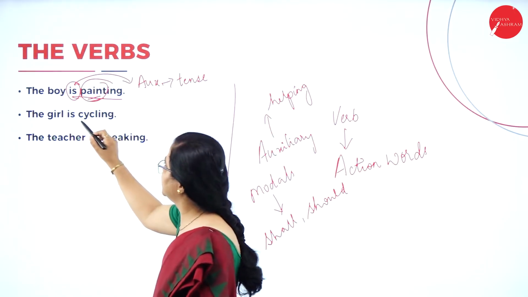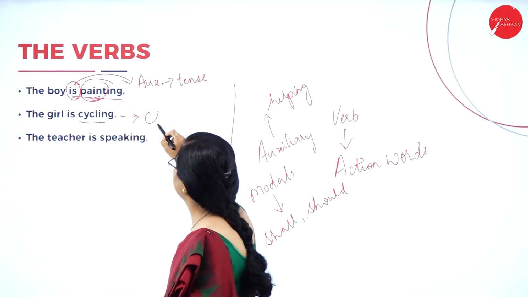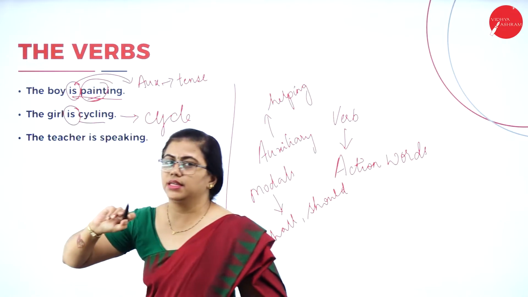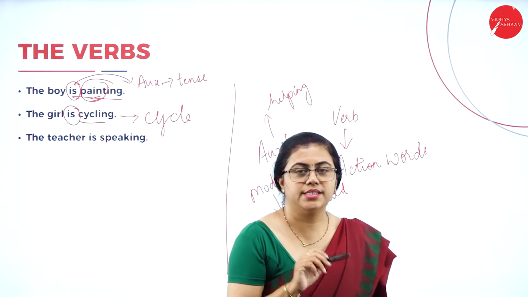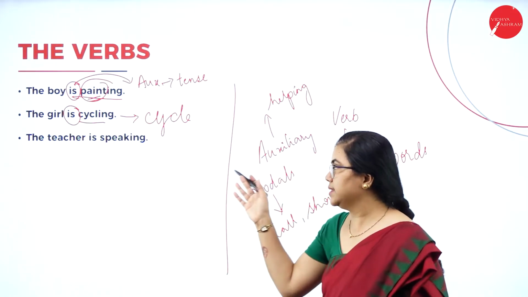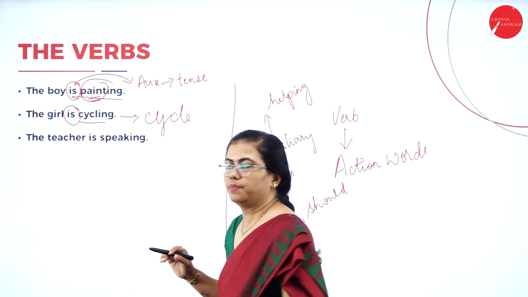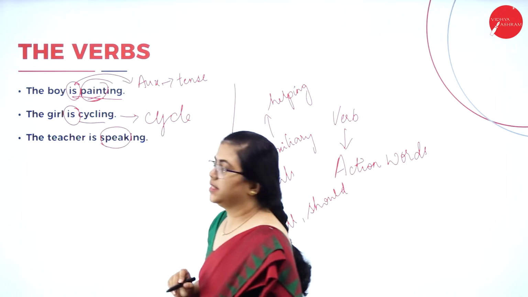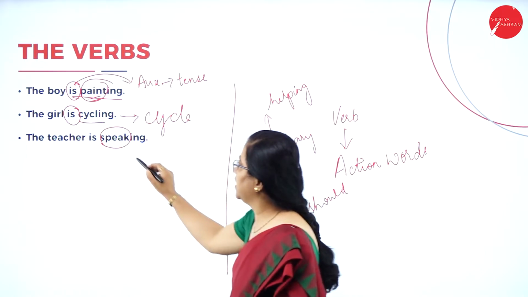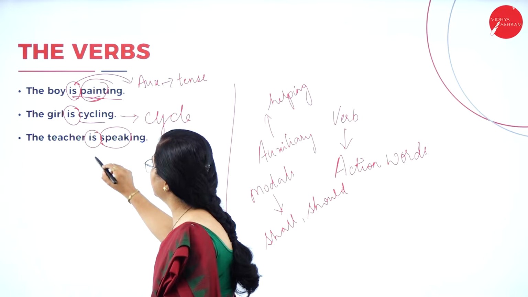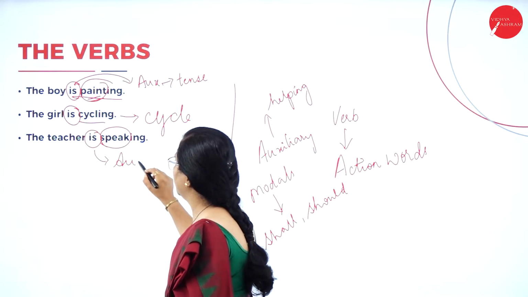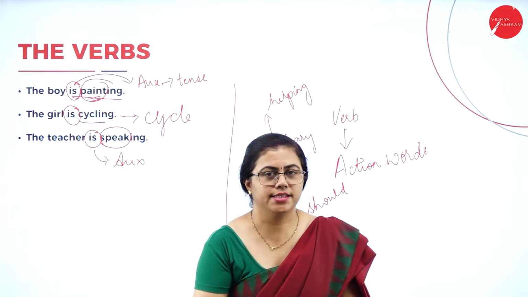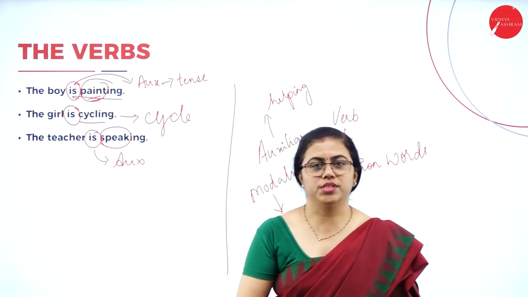Going to the next sentence, cycling. Here cycle is the main word, and "is" is the auxiliary verb. Cycle is the main verb, "is" is the auxiliary verb. Next we have this sentence: the teacher is speaking. Here speak is the main verb and this is the auxiliary verb. An auxiliary verb may not be present in all the sentences. They may be present in only a few sentences.